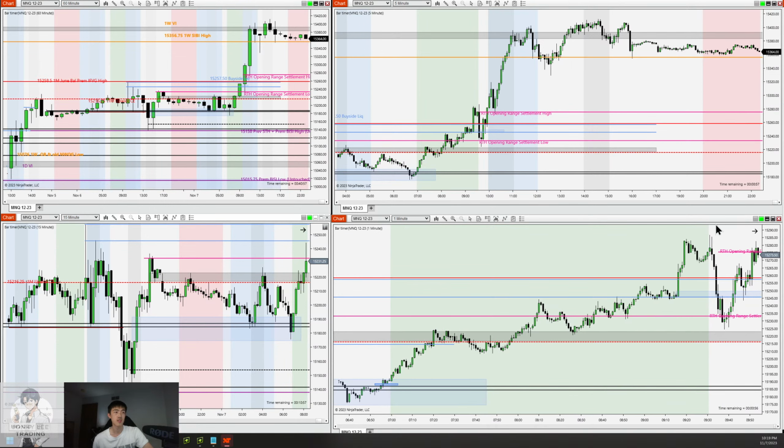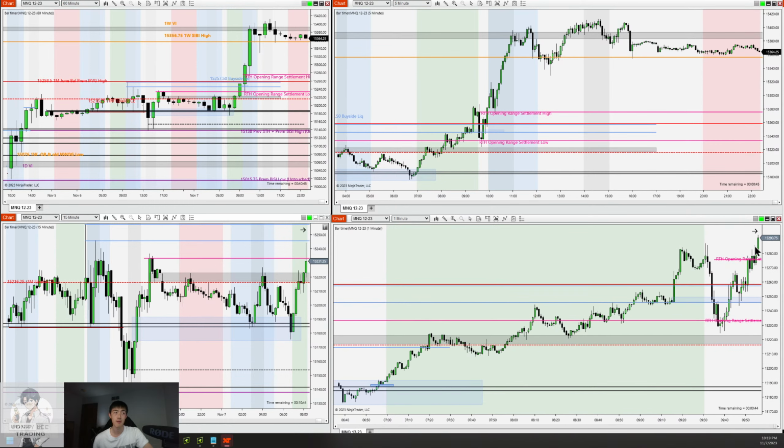So price continues upwards. You could have taken this from around 15,235 all the way up to terminus, which would be right around here, 15,285. That would have been 60 handles right there. So if you're trading multiple contracts, that's where 50% of your position should have come off.